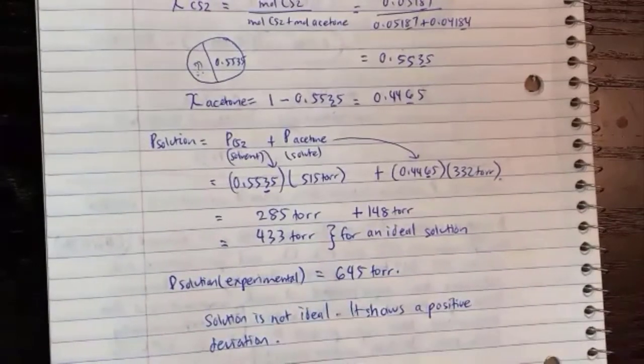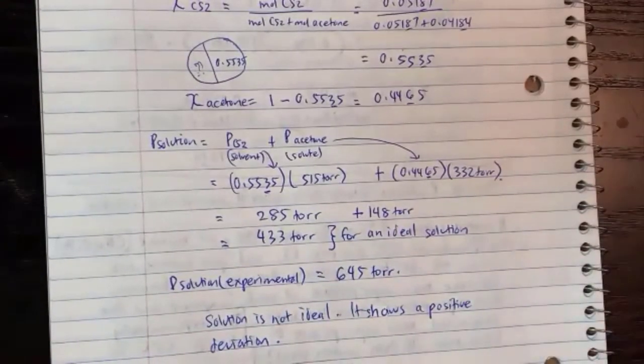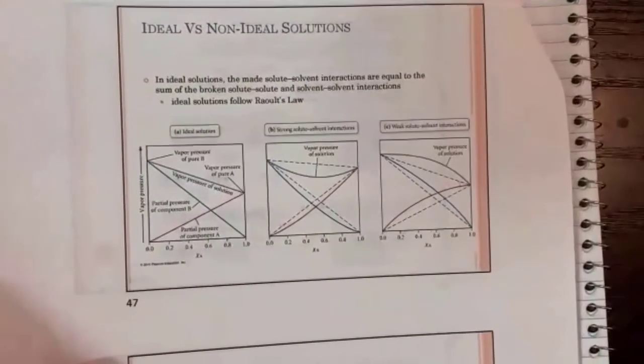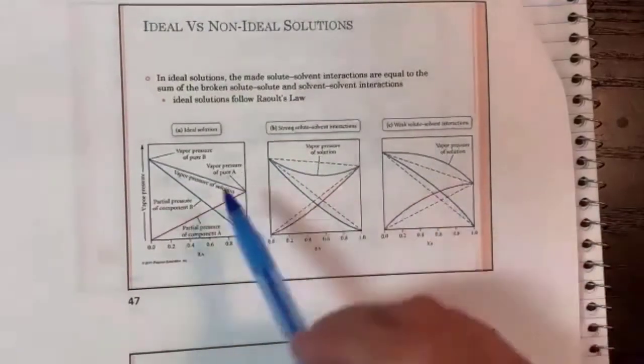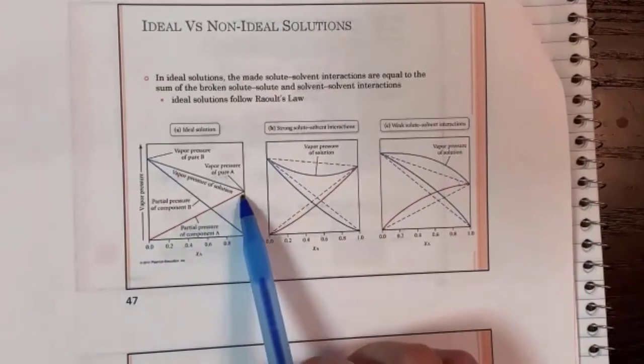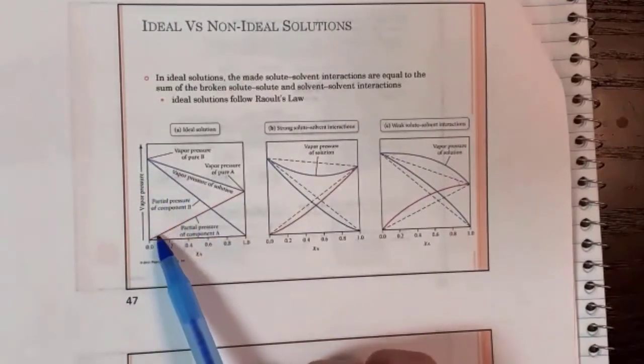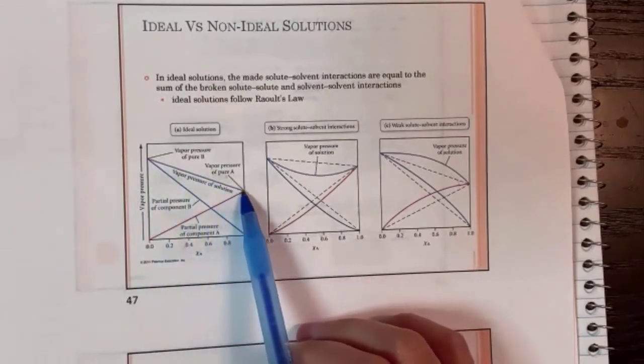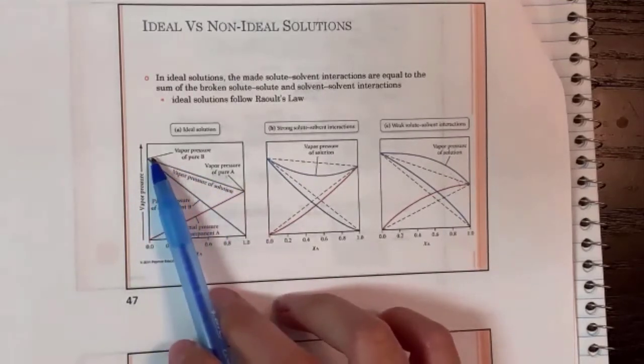Okay, what does a positive deviation mean? Let's take a look at some pictures. So don't be a little scared by it, because sometimes you see lines and you're like, oh, I see lines, it doesn't make any sense to me. But let's just imagine it, okay? So here's the picture, it's from slide number 47. So this was ideal. Pressure of A, pressure of B, when you add the blue and the red, you get the purple. That's ideal, a straight line, okay?